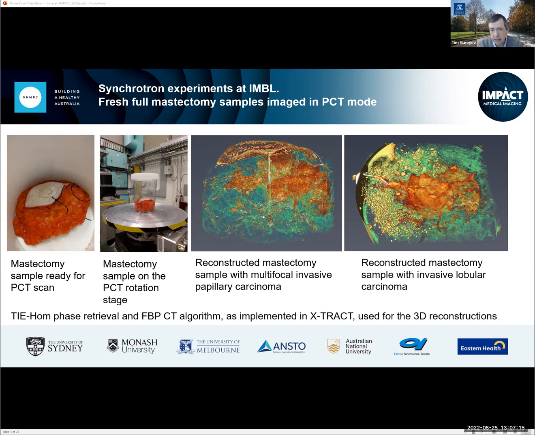And I have to say that these 2 3-dimensional renderings were produced by Sherry Mayer from, I think, the very first 2 mastectomies that we collected at IMBL. So my talk is about this image reconstruction stage, where we go from the collected projection images to the 3-dimensional representation of a mastectomy or another object.